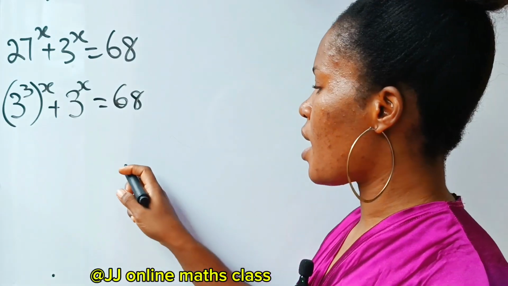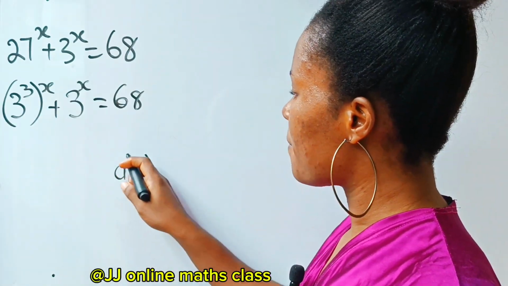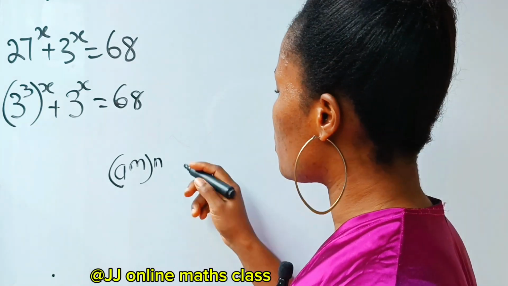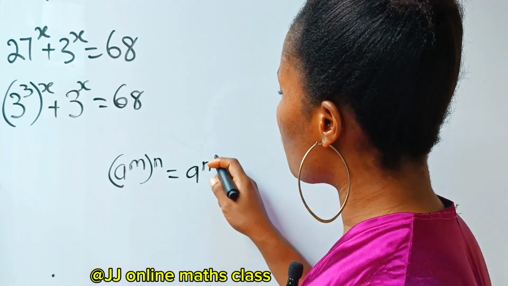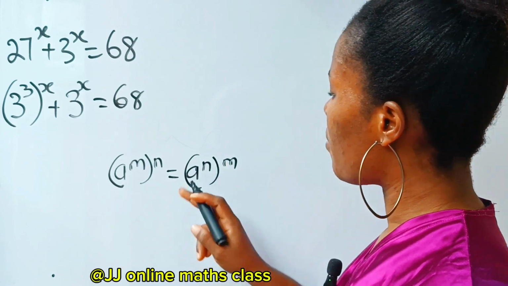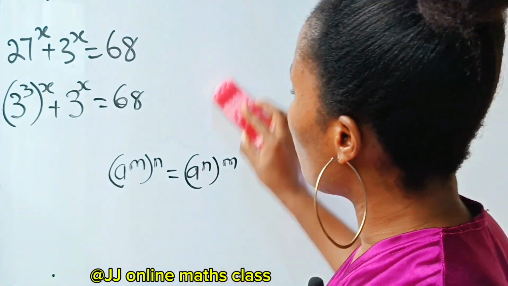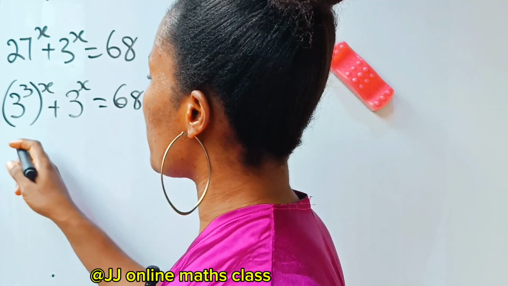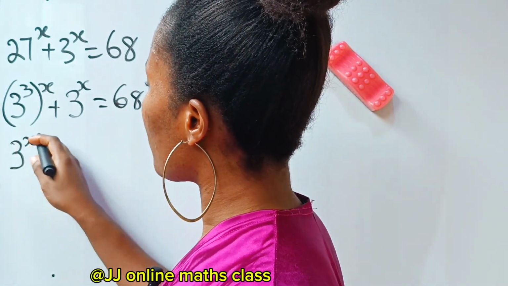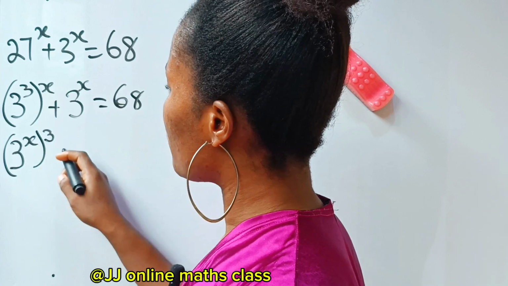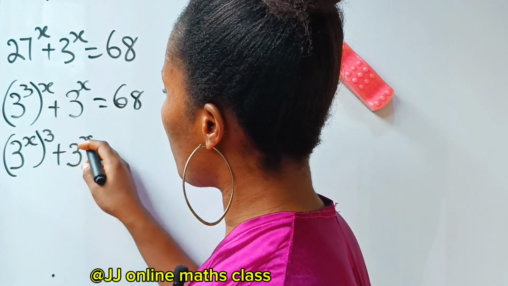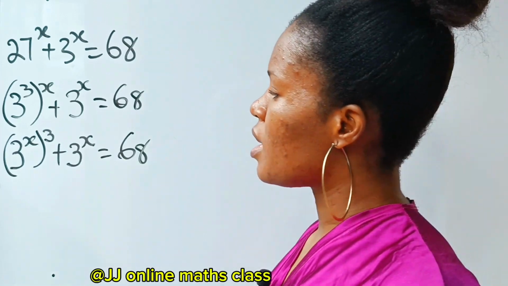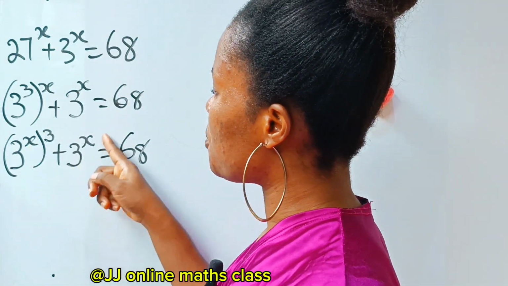Now recall that (a to the power of m) raised to the power of n can also be written as (a to the power of n) raised to the power of m. Okay, now let's quickly apply it here. So if we do that, we have (3 to the power of x) raised to the power of 3 plus 3 to the power of x is equal to what? 68.